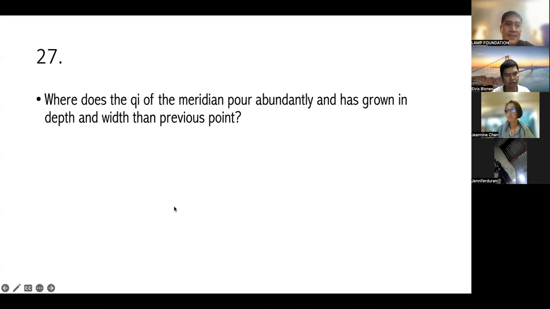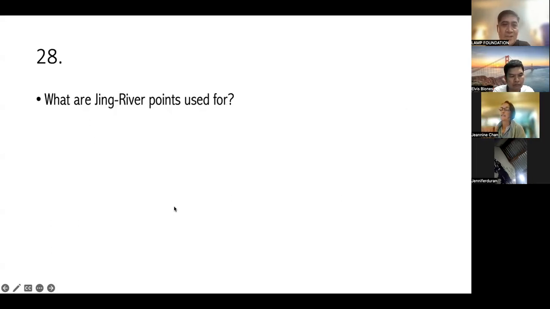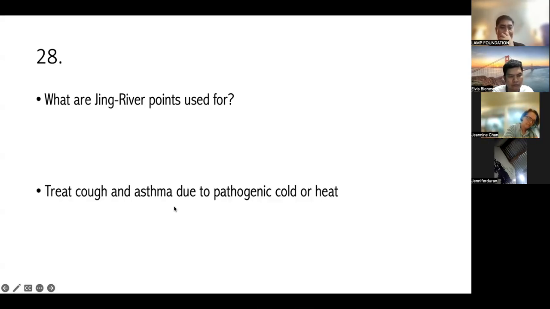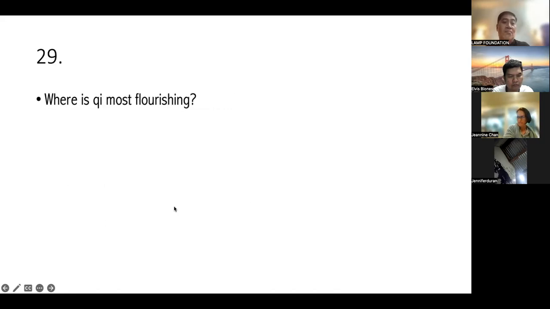Okay, very good. Where does the chi of the meridian pour abundantly? It becomes deeper and wider than the previous point, which is the shoestring. Yes, it is at the Jing River, Doc. So what is the Jing River for? The Jing River point is used to treat cough and asthma due to pathogenic cold or heat. Very good. Where is chi most flourishing? In the Hesse point, Doc.